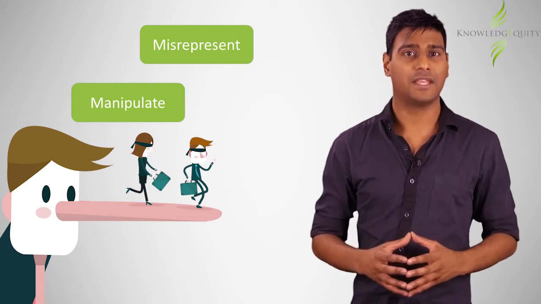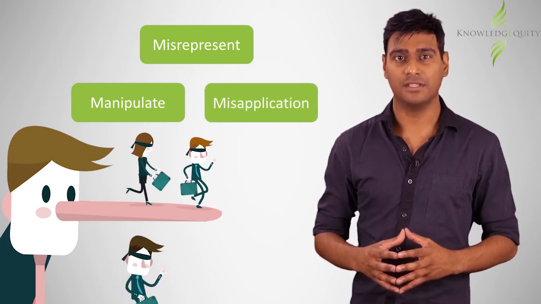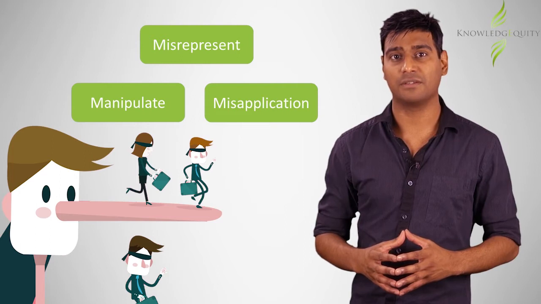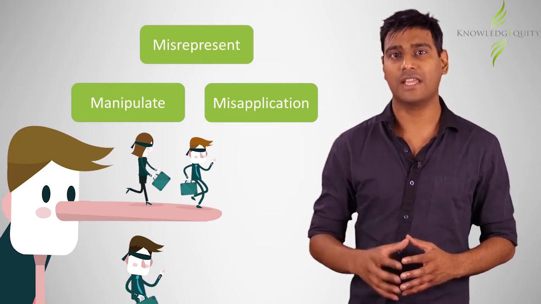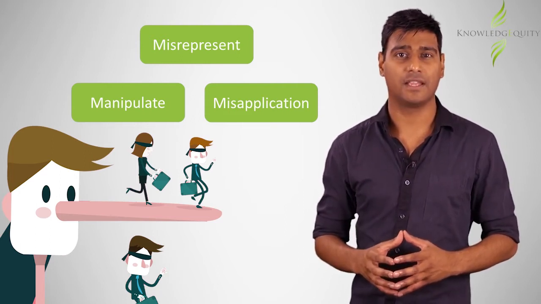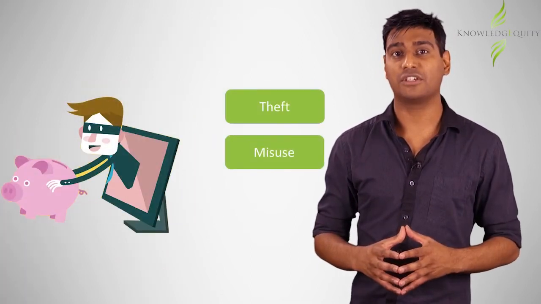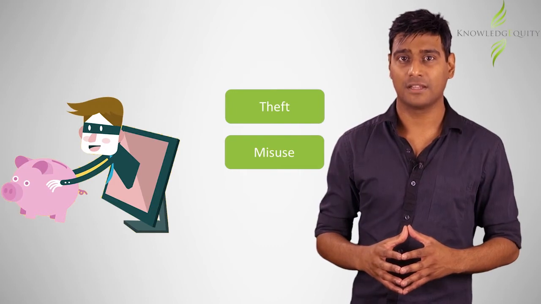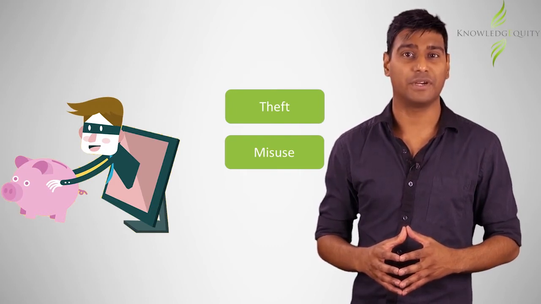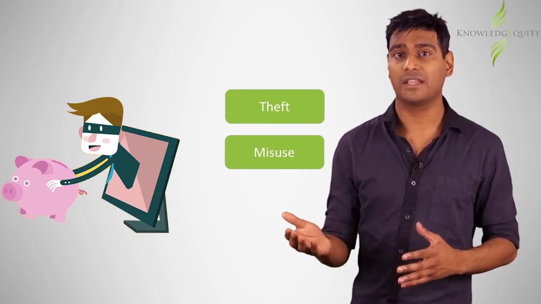The third M is misapplication. This relates to the exploitation of accounting policies such that the true state of affairs is not being reflected and users will ultimately be deceived. Misappropriation of assets relates to assets. The most common examples of misappropriation of assets include theft and misuse.